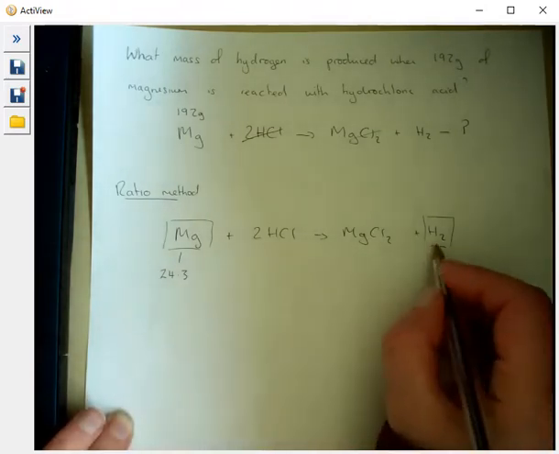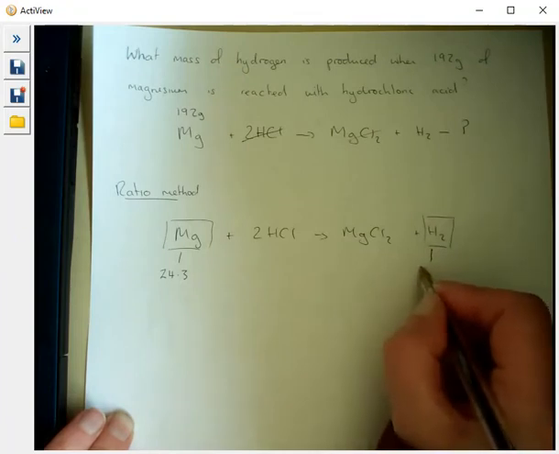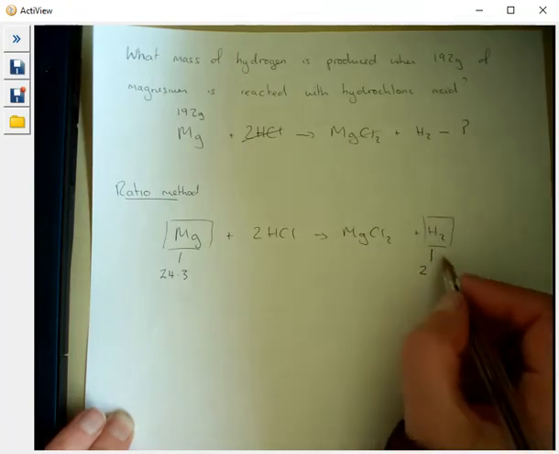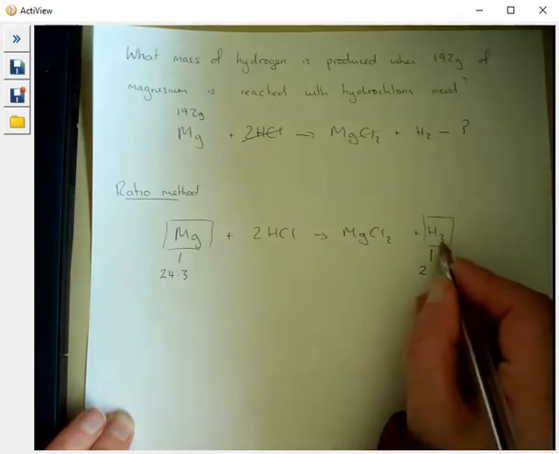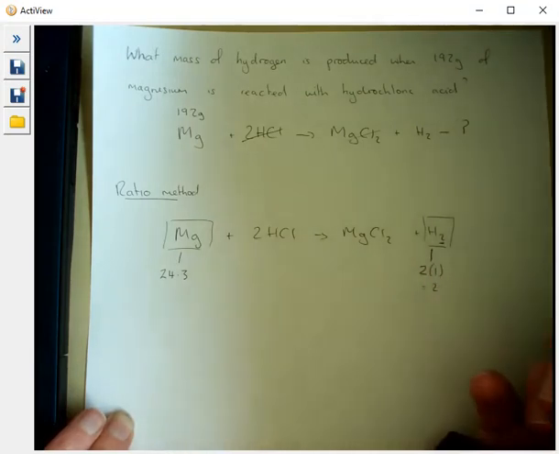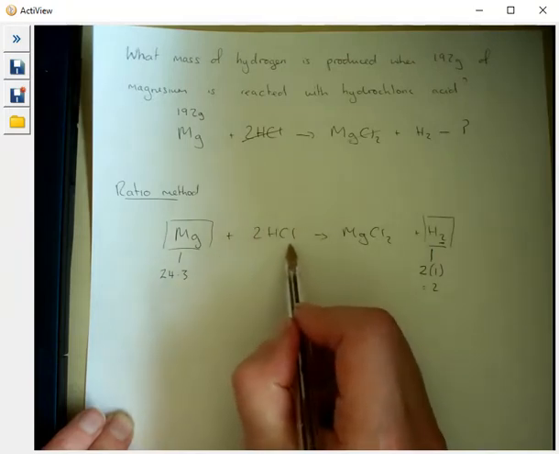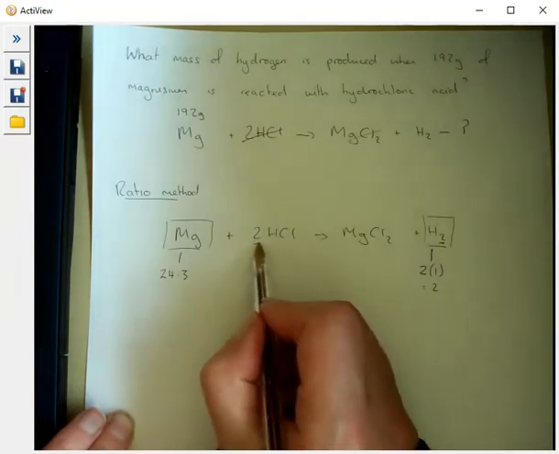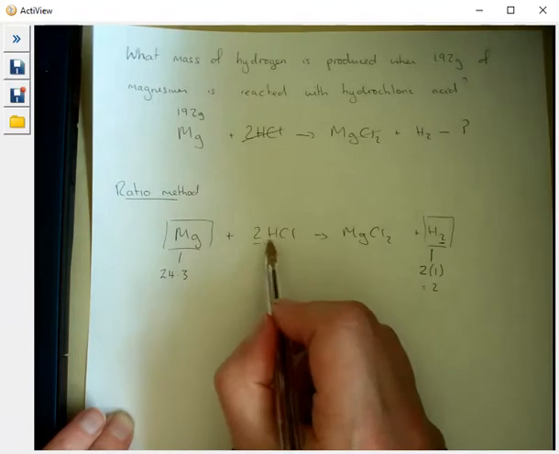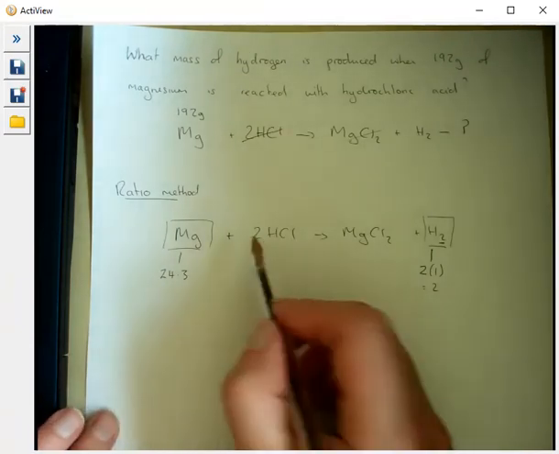And if I look at hydrogen in the periodic table, the relative atomic mass of that is 1, but that little 2 there means I need 2 of them, so it's 2 times 1, which is going to be 2. Now, we're not using it in this case, but if I was working out the HCl, because there's a 2 there, I'd have to multiply the mass of the HCl by 2 for this method.